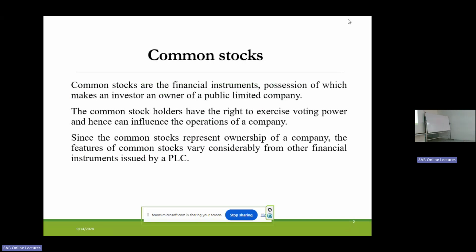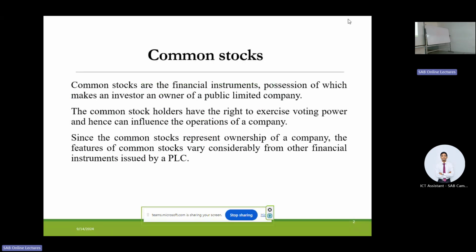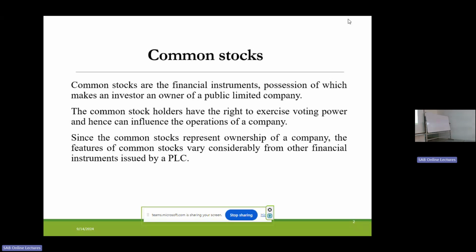When it comes to ordinary shares, you know some characteristics: they represent ownership of the company. If you buy some shares of a company, you will be an owner, a shareholder. And not like the bonds, not like the preference shares, for ordinary shares there is no maturity, as long as the company is a going concern and doing their business. As an investor, you can invest for a particular period.